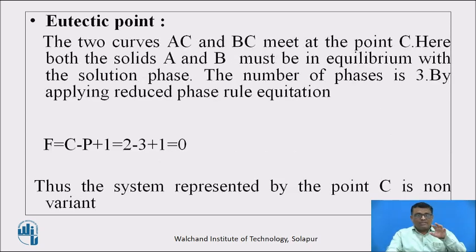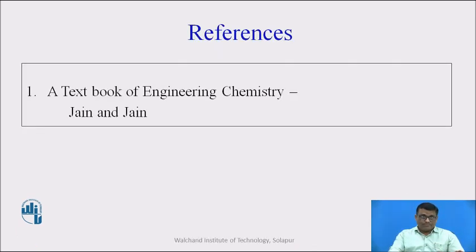Whenever all the phases are in equilibrium at one point, the value of P goes to 3. How does it go to 3? One is solid silver, the second is solid lead, and the third phase is the solution of both. Therefore, at this point, the maximum number of phases is 3. By putting P equal to 3, we get F equal to 0. That means at a particular point, if all the phases are in equilibrium with each other, the degree of freedom becomes 0.